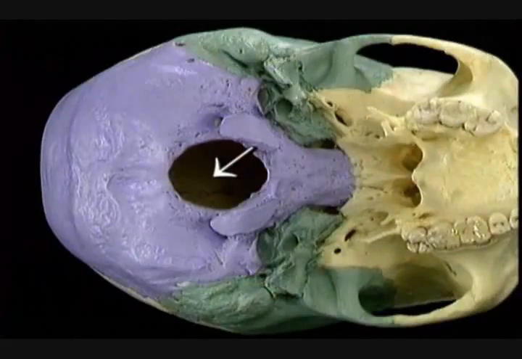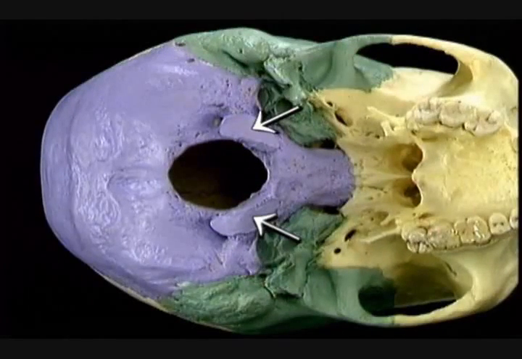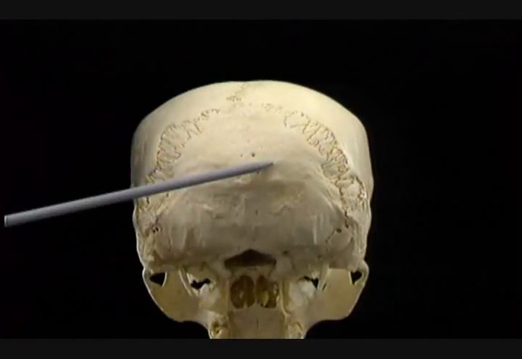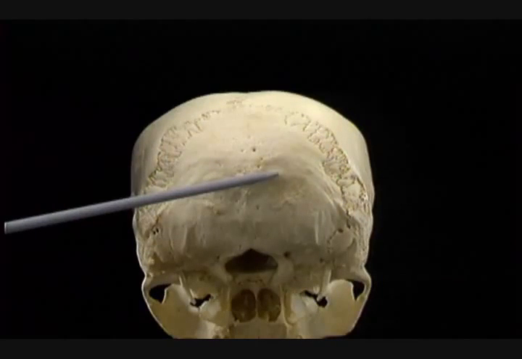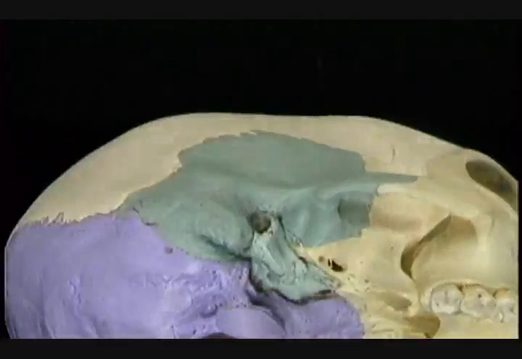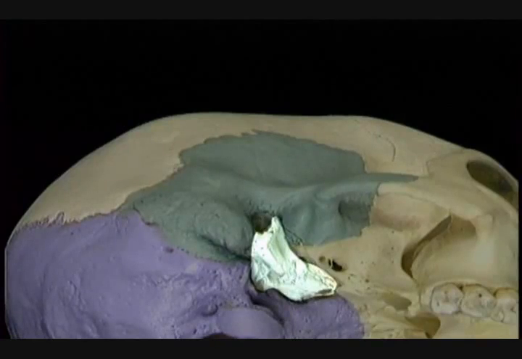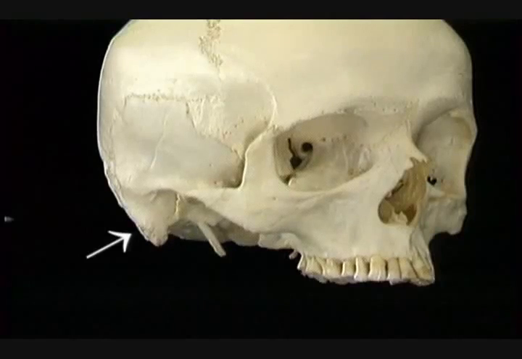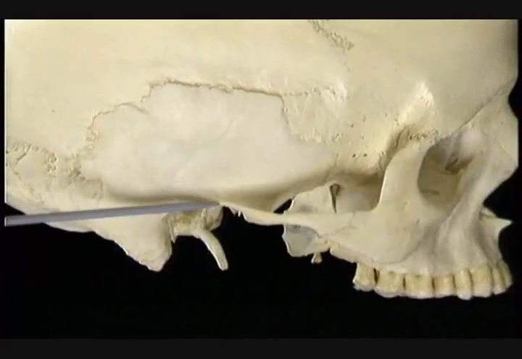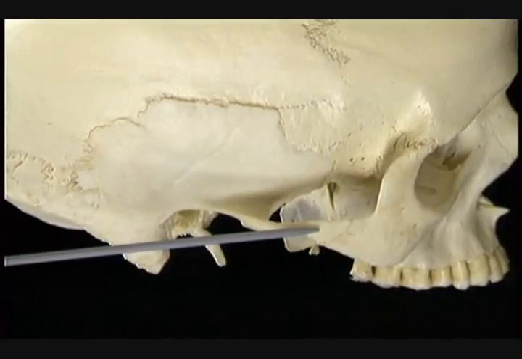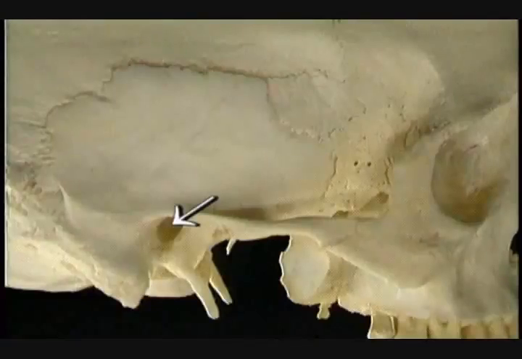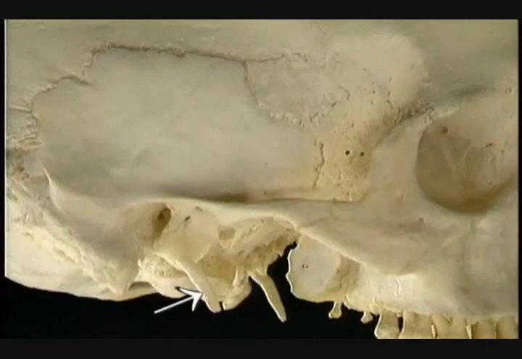The foramen magnum, the occipital condyles, the external occipital protuberance, the superior and inferior nuchal lines. On the temporal bone, here's the petrous part and the squamous part. Here are the mastoid process, the zygomatic arch, and the surface for the temporomandibular joint. Here's the external auditory meatus and the styloid process.